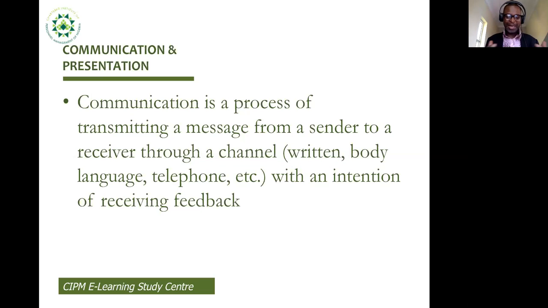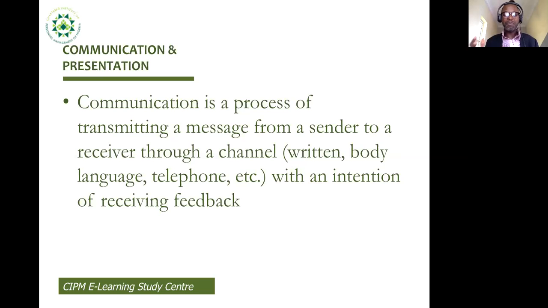And I also thought from the beginning I should explain the communication process to you. It's all about transmitting the message from a sender to a receiver through a channel. The channel can be a written channel, your body language, a telephone, it can be electronic, whatever. It's always with an intention of receiving feedback.